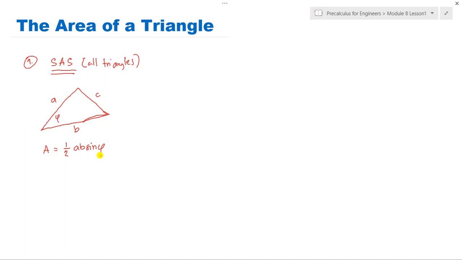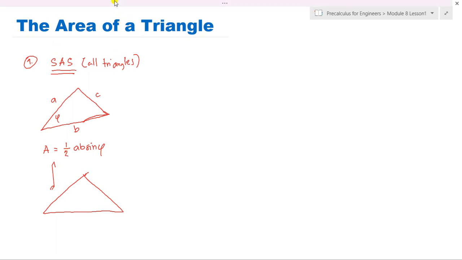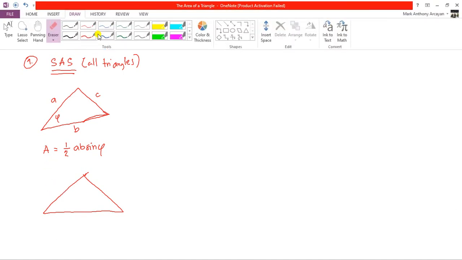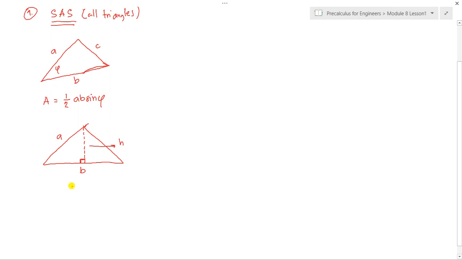Now, to derive this, actually, we can create an oblique triangle. So this is A. This is B. If I were going to project a line perpendicular to the base, perpendicular to this B, we label it H, the height. So this becomes a right triangle. The general formula for a triangle is 1/2 base times height, right? But you can also solve for height if we have a given angle here, gamma. This is a right triangle.